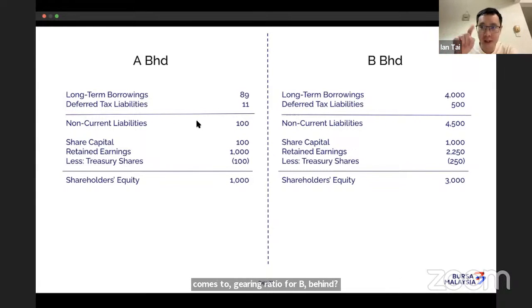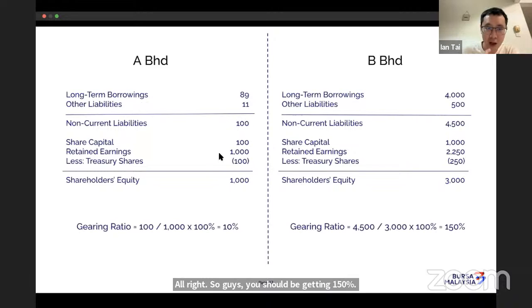So you take 4,500 divided by 3,000 times 100%. Gan Kok Cheng, 150%, correct. Gan Swat Kim, 150%, correct. Exactly. All right. So guys, you should be getting 150%.